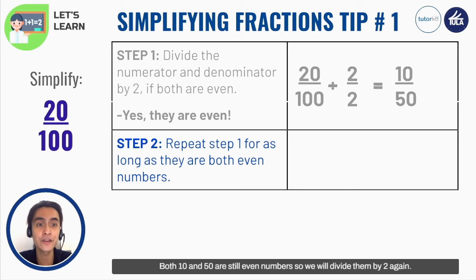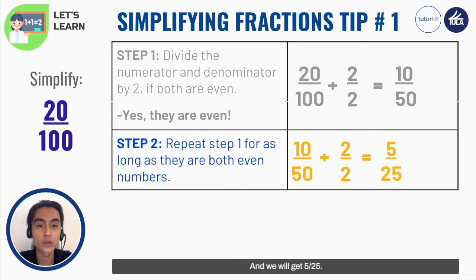Now for step 2, repeat step 1 for as long as they are both even numbers. Both 10 and 50 are still even numbers. So we will divide them by 2 again. And we will get 5/25.